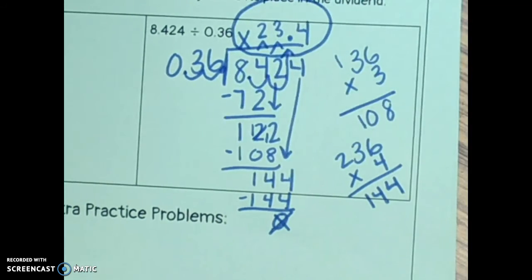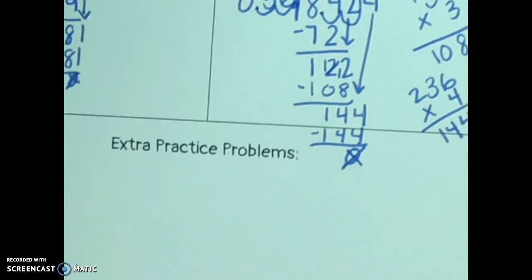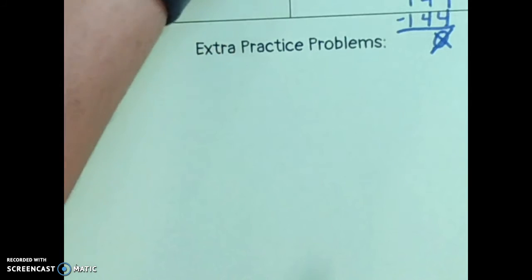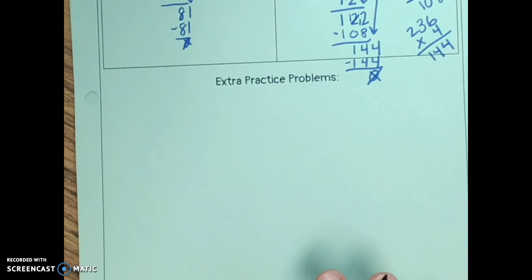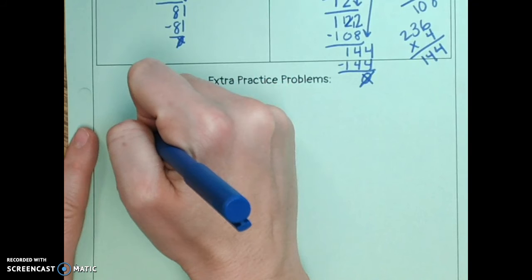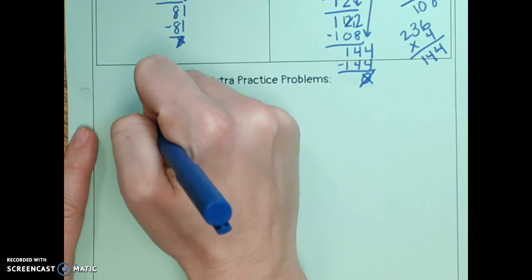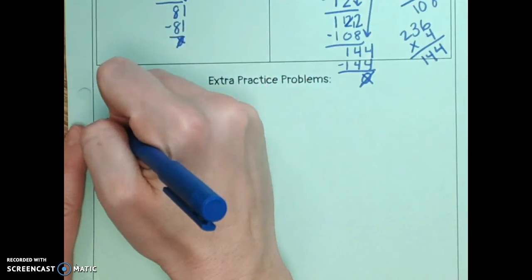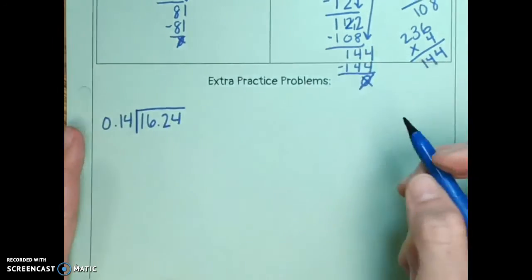So what's the only new concept that we threw in with decimal by decimal? Moving a decimal. I showed you last chapter, didn't I? I'm going to give you some extra practice. Okay, I'm going to write 3 problems down, and you guys are going to try to solve them. I'm going to stop the video, and then I will restart it after we have them all down.